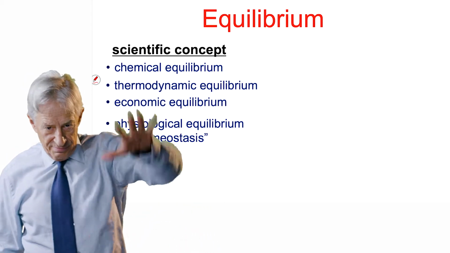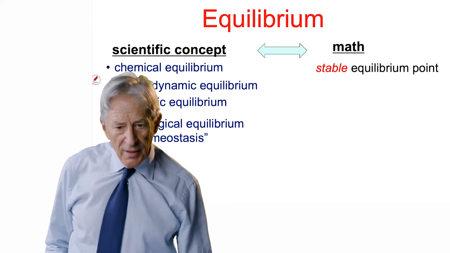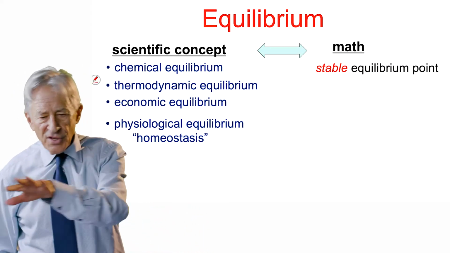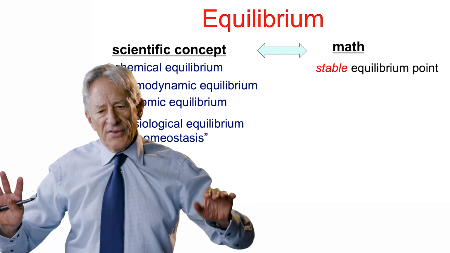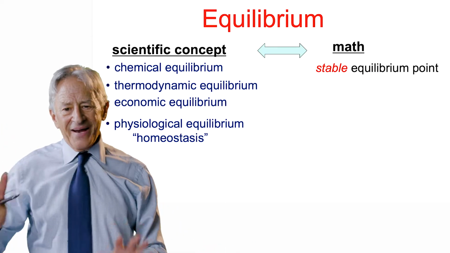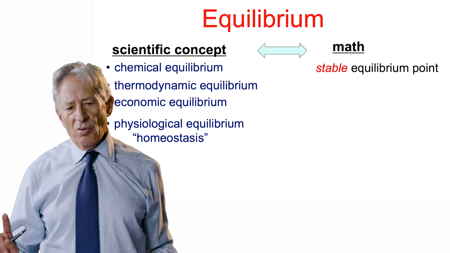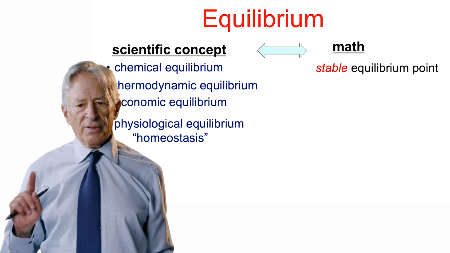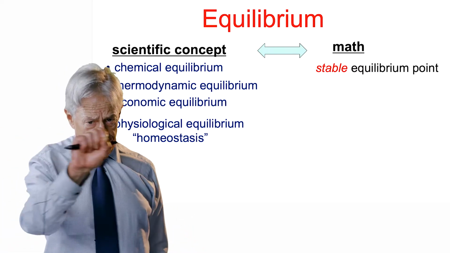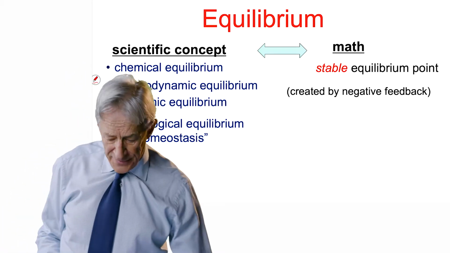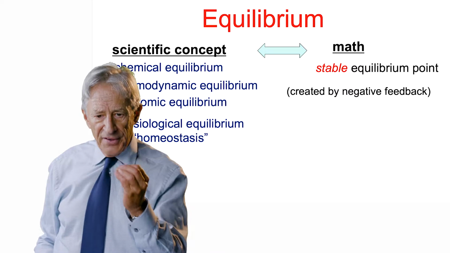Now, that's the scientific concept of equilibrium. And that's equivalent, and I'm putting them side by side now, to the mathematical concept of not just an equilibrium point, but a stable equilibrium point. The equilibrium point because it's constant, and the stable equilibrium point is precisely what is created by the negative feedback.